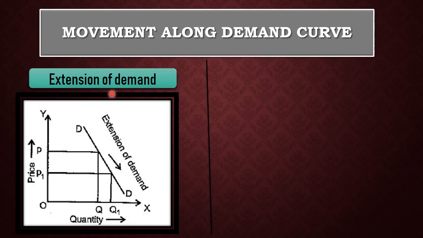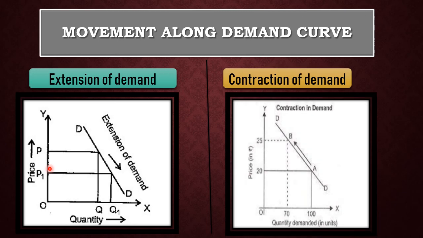Extension means other factors remain constant. There is a decrease in the price which will tend to increase the demand, and that's why there is a downward sloping demand curve. That means extension of demand. So price starts from here and now it decreases to P1. Let's move to the next concept, which is contraction of demand.